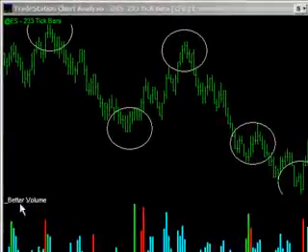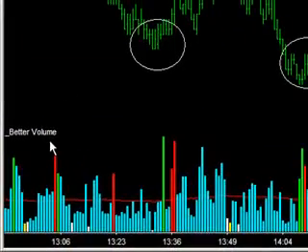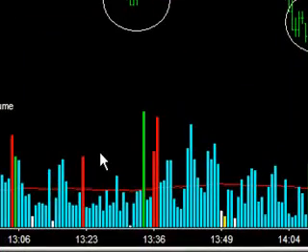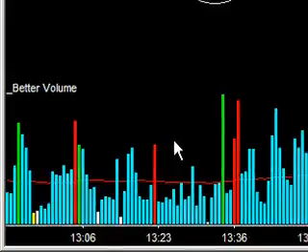The indicator I've plotted on here is my indicator I call Better Volume, because it's a volume histogram, as you can see below, with a couple of changes which I believe make it a better volume indicator. And it works particularly well on tick bar charts, so if you're a day trader you might be interested in looking at this.